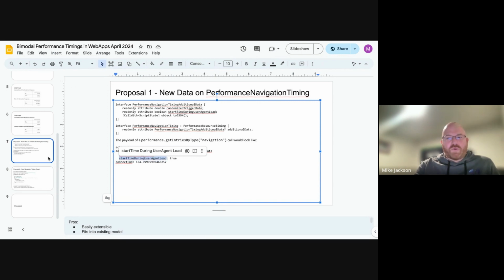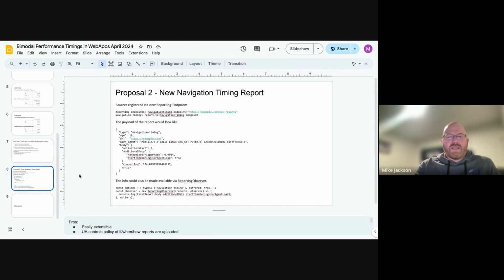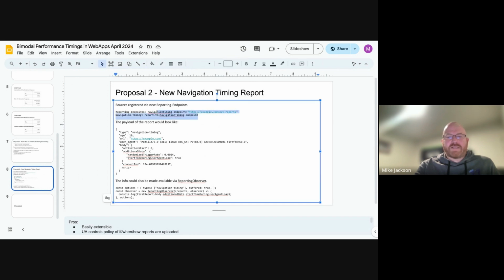The second approach is plugging into the reporting endpoints API. So we could introduce a new HTTP response header that plugs into the existing reporting endpoints API, and that would then result in this payload being sent. Again, I think we'd have to probably send the whole object because we want to correlate all of that data, not just parts of it, as part of that payload.